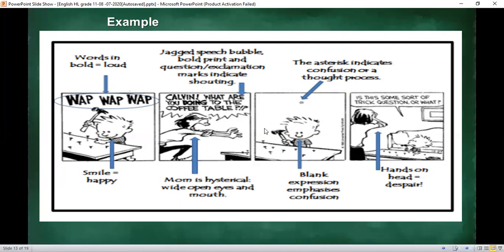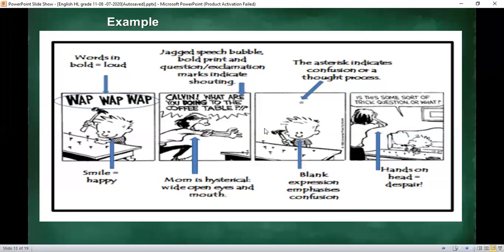If you move on to the next one. Now remember, everything that is in the frame signifies something. There's nothing that is just there for decoration. Like if you look at there, there's an asterisk. It indicates confusion or a thought process. Now, this boy is confused. He doesn't understand why this woman, his mother, is shouting.